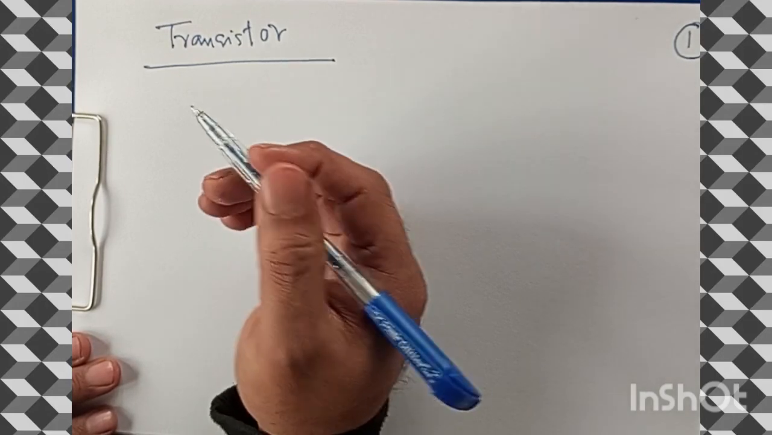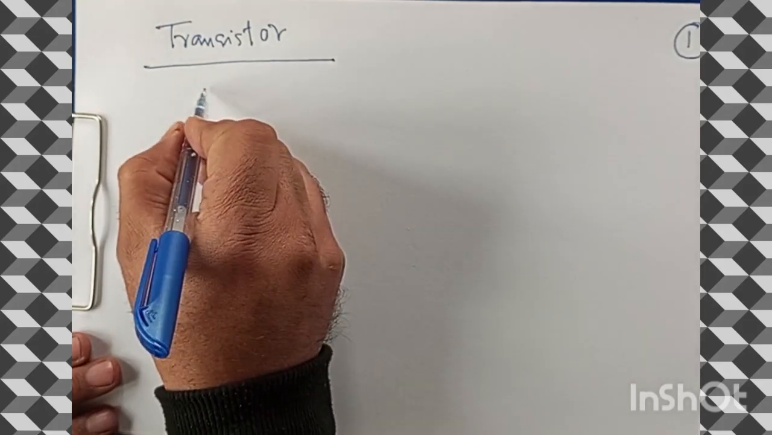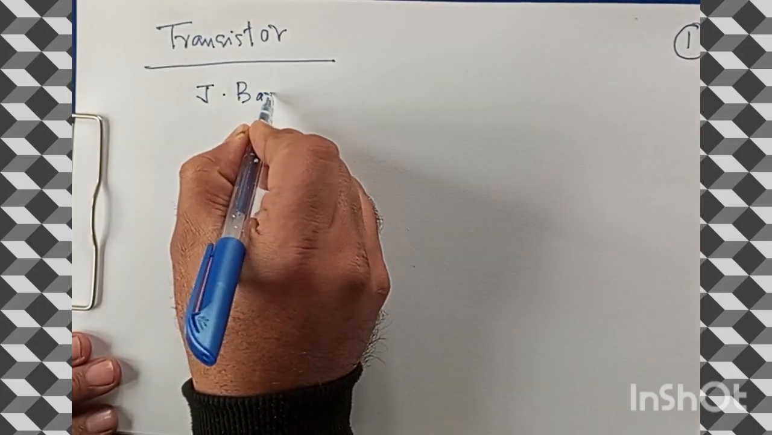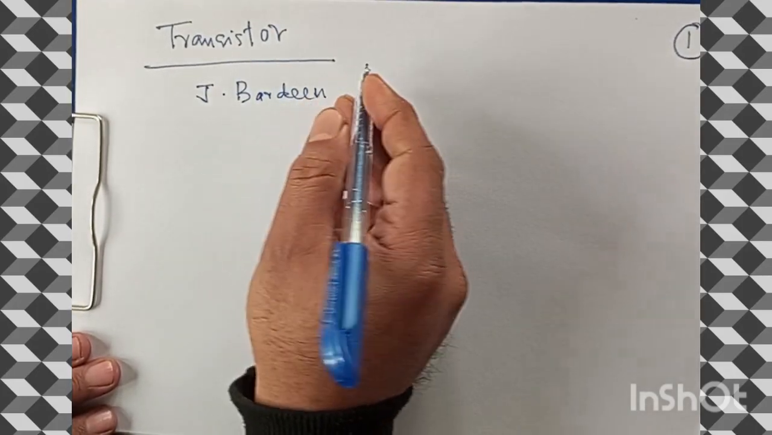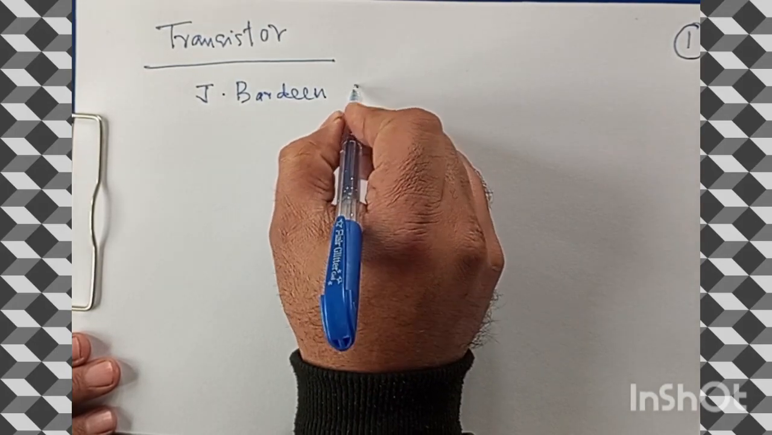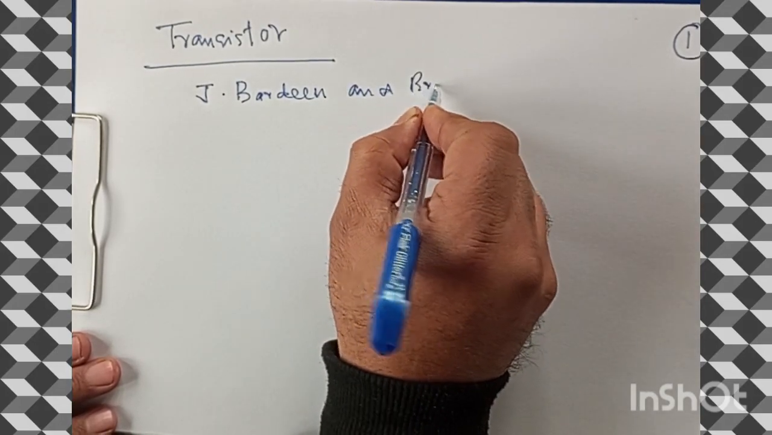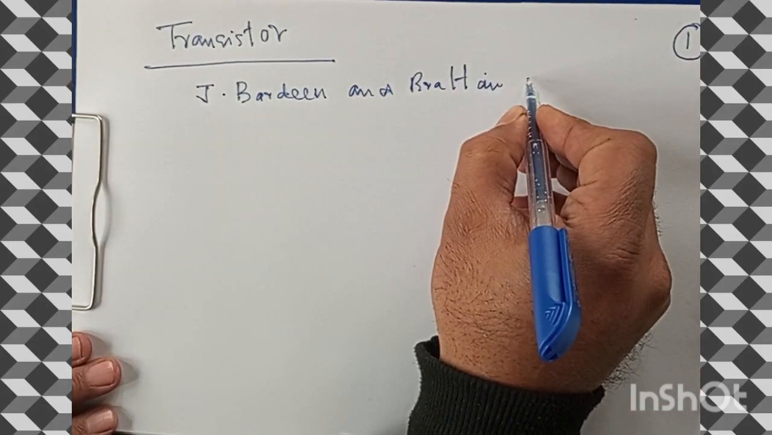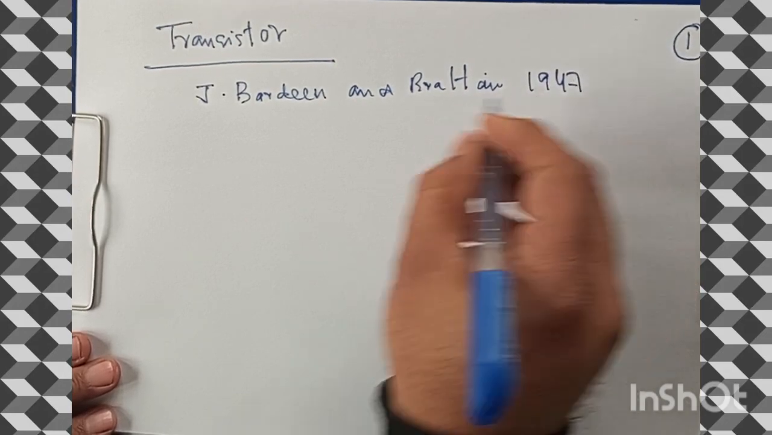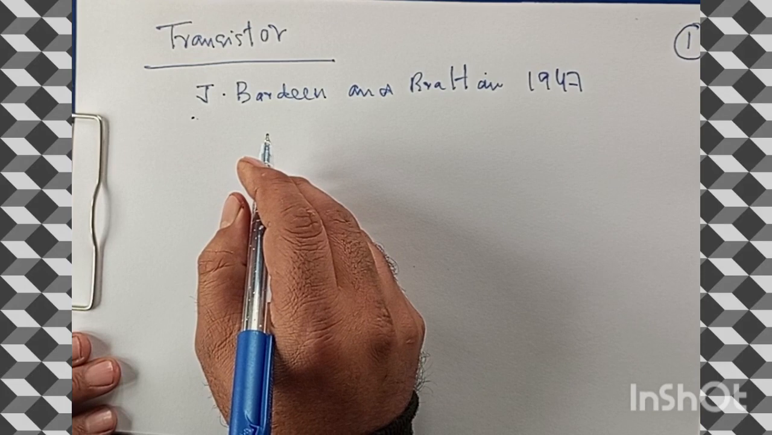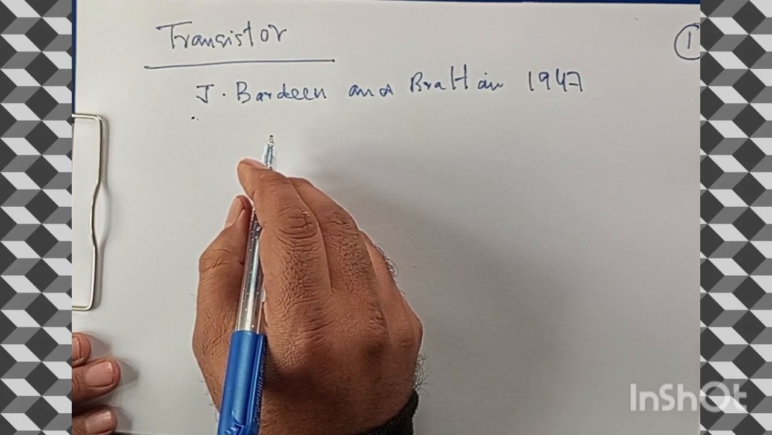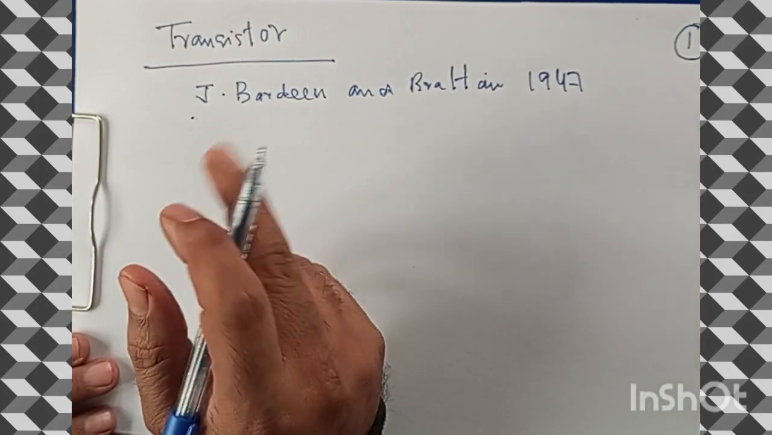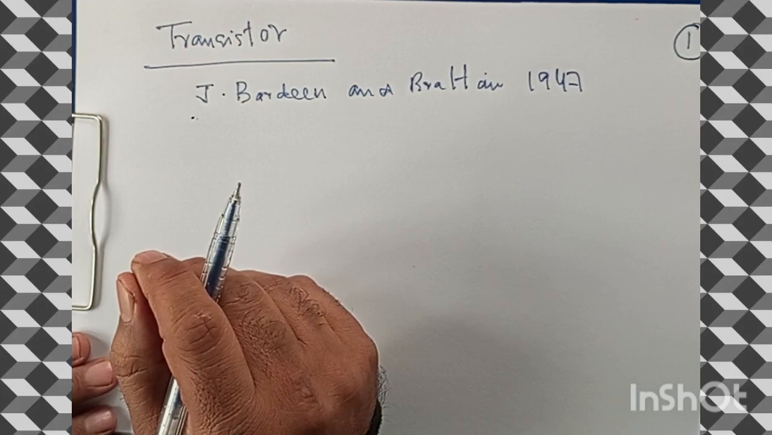Now, this transistor was invented by J. Bardeen and Brattain in 1947, and they invented this transistor in Bell Telephone Laboratories. The first transistor invented by them was a point contact transistor.